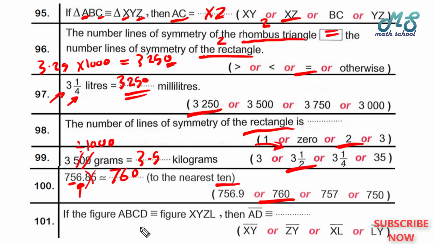Number 101: if the figure ABCD is congruent to XYZL, of course, two polygons are congruent, he chose AD. Mister, since it's in order, we have the corresponding vertices, the A and the D, first and last letter, so first and last letter, so we have XL. So mister, the correct answer is XL.